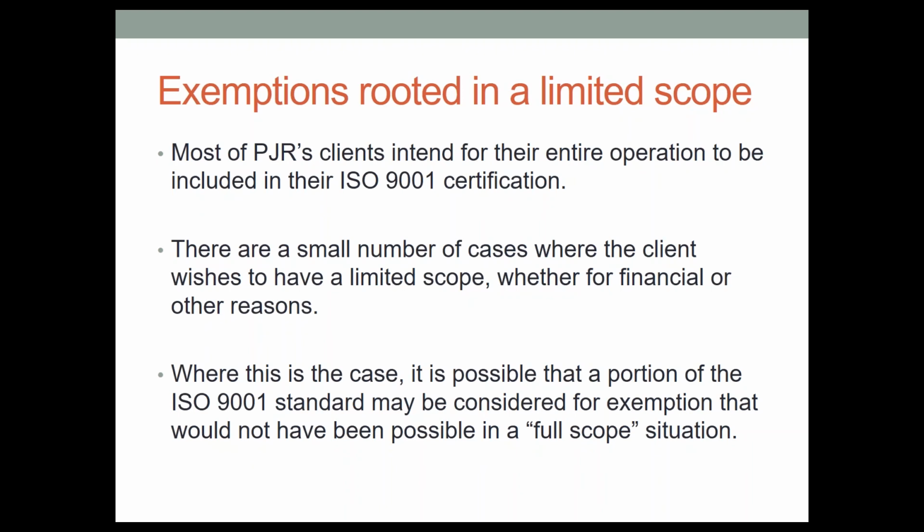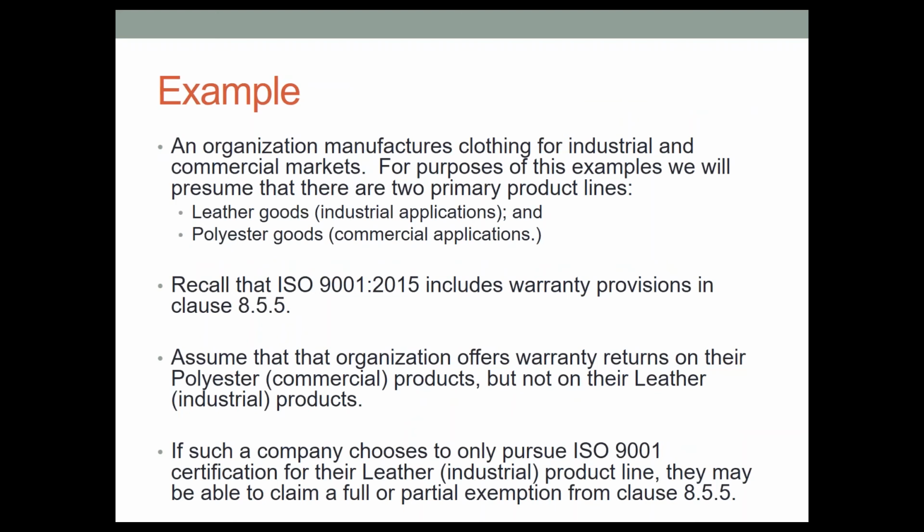So let's take a look at an example. Let's suppose that we have a client that manufactures clothing for industrial and for commercial markets. For this example, we'll presume that there are two primary product lines, leather goods for industrial applications and polyester goods for commercial applications. Now, you may recall that Section 8.5.5 of ISO 9001:2015 includes warranty provisions. Let's assume that this organization offers warranty on their polyester products, but not on their leather products.